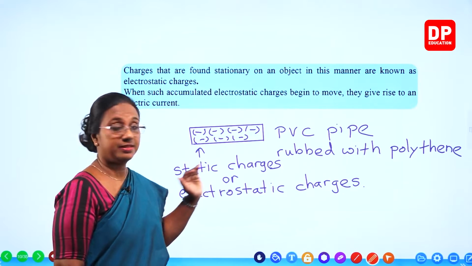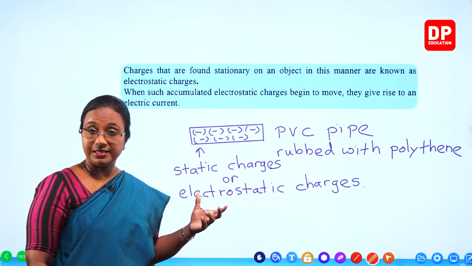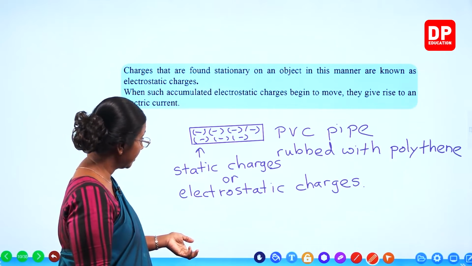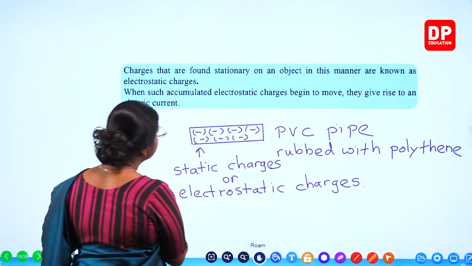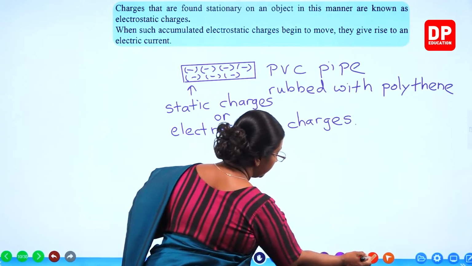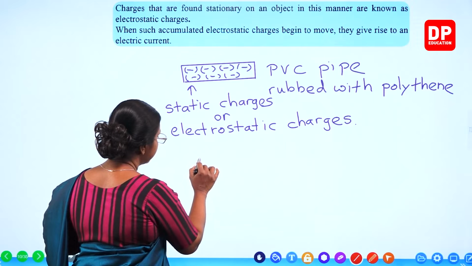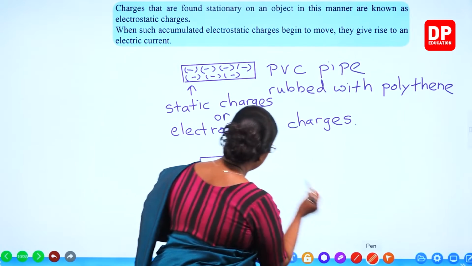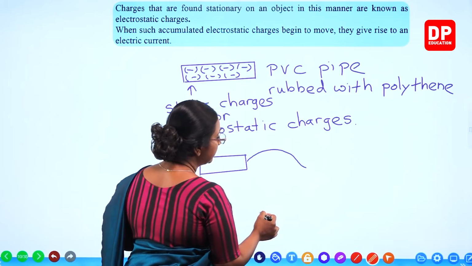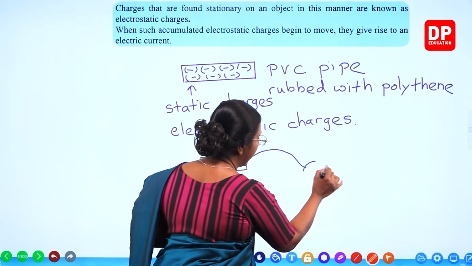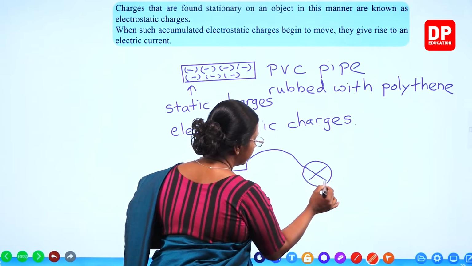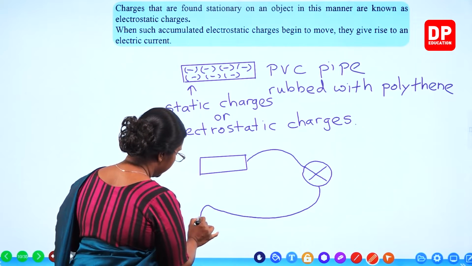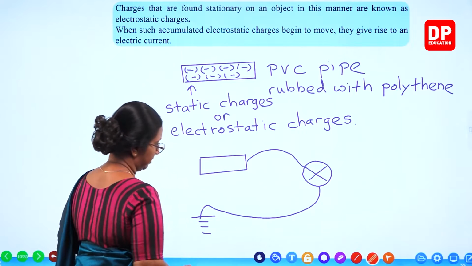Electrostatic: static is because it doesn't move, and electro because it can lead to current flow. So that's why electrostatic charges. Now if we take this PVC pipe and say we connect it to a conducting wire and a bulb, and to another source, let's say to the earth.